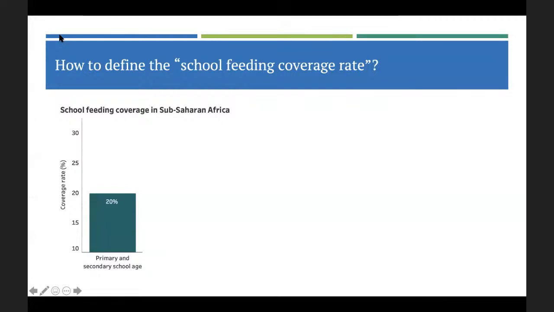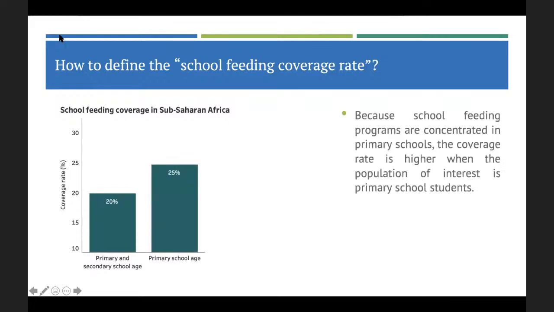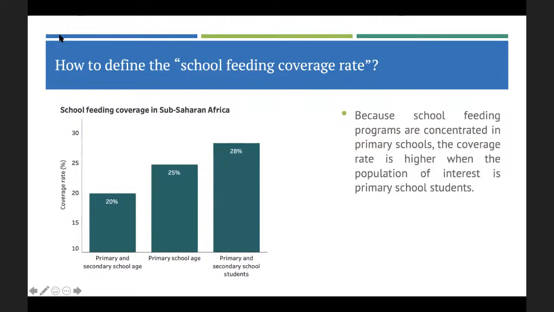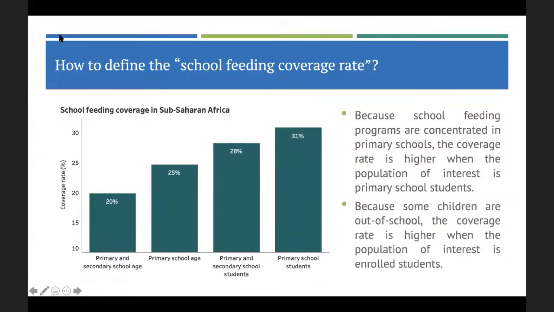So when we focus on the population of children who are of the age to attend school, school feeding coverage in sub-Saharan Africa is at 20%. And when we narrow our focus to only those of primary school age, the measured coverage rate increases to 25% because school feeding programs tend to be concentrated in primary schools. And when we narrow our focus to children who are enrolled in school, the measured rate is higher still, and then it's highest when we focused only on those who are primary school students, because now we are no longer paying attention to those who are out of school.